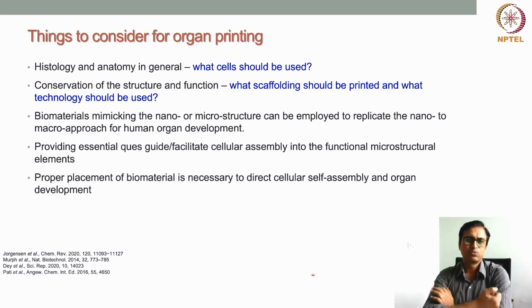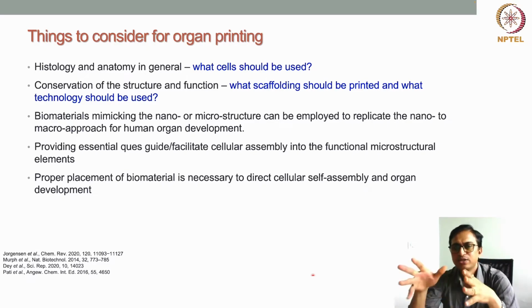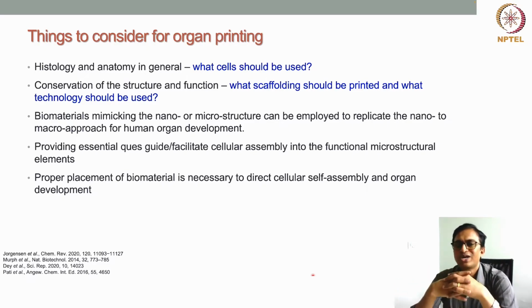Now let us understand what things one should consider for organ printing. The very first thing is histology and anatomy in general, which is very important to understand: the histology of the tissue, that means the structure of the tissue, how the cells are arranged, and the anatomy of that particular tissue. We need to understand that first, and then accordingly figure out what types of cells to use, what the different cell types present are, and how they are arranged.